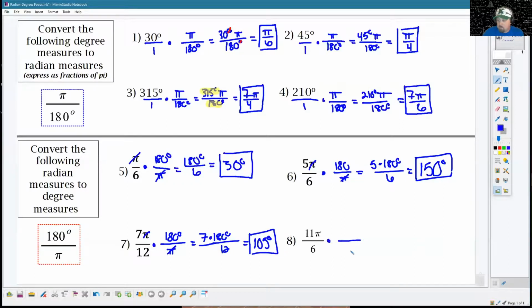Last one. Pi on the bottom, 180 on the top. So we get 11 times 180 divided by 6, which gives us 330 degrees. So 11 pi over 6 converted to degrees is 330 degrees, and that's all there is to it.